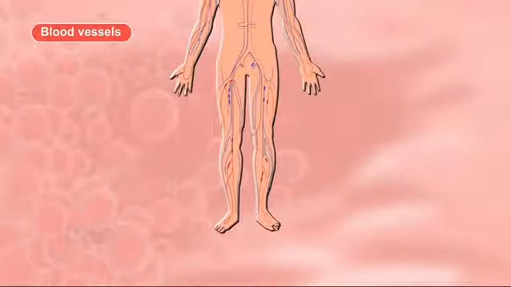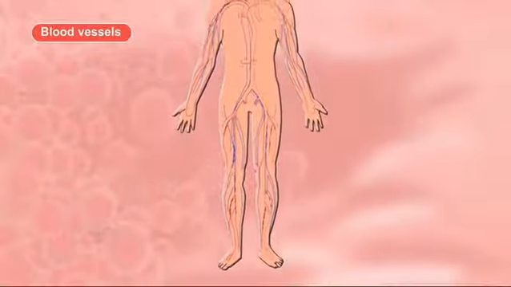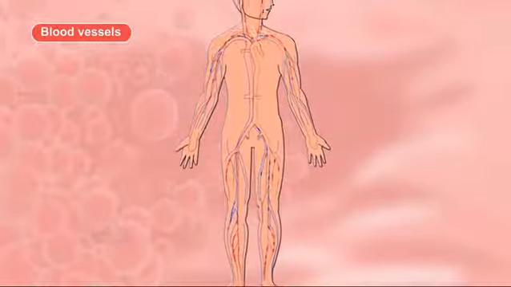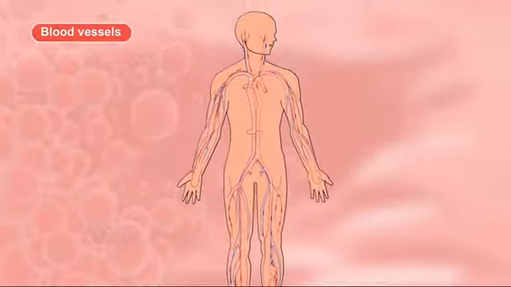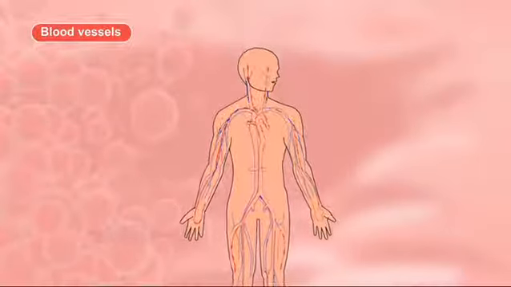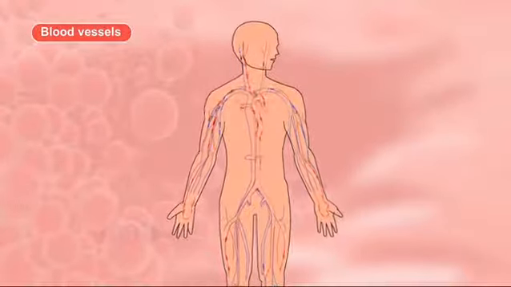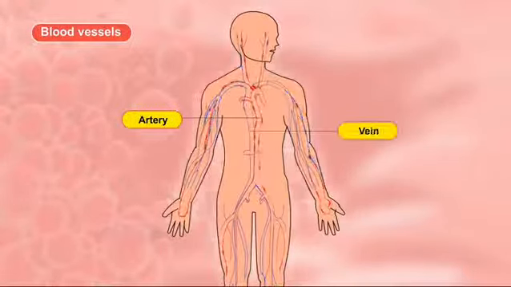Blood vessels. As blood is a fluid tissue, it requires vessels to move in the body. Blood moves in the body through blood vessels. There are two types of blood vessels, arteries and veins.